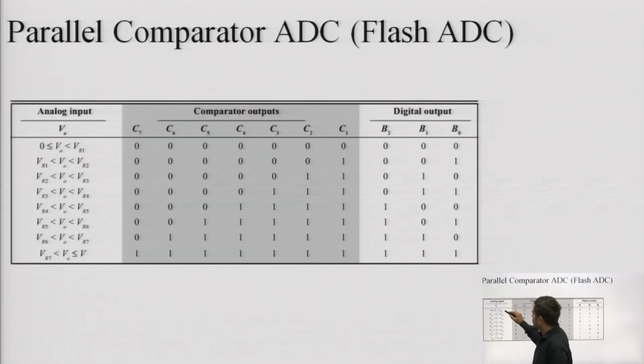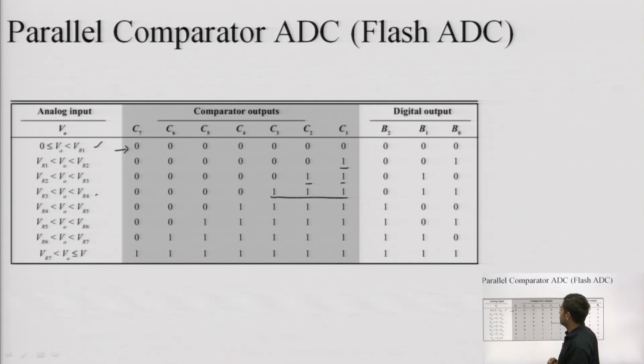If my voltage is greater than 0 but less than VR1, in that case all the comparator outputs will be 0, and if it is between VR1 and VR2, then C1 will be generating 1. If it is between VR2 and VR3, then both C1 and C2 will be generating 1. If it is between VR3 and VR4, then C1, C2 and C3 will be generating 1. Similarly, we can check the last case: if the input is greater than VR7, in that case all the comparator outputs are high.